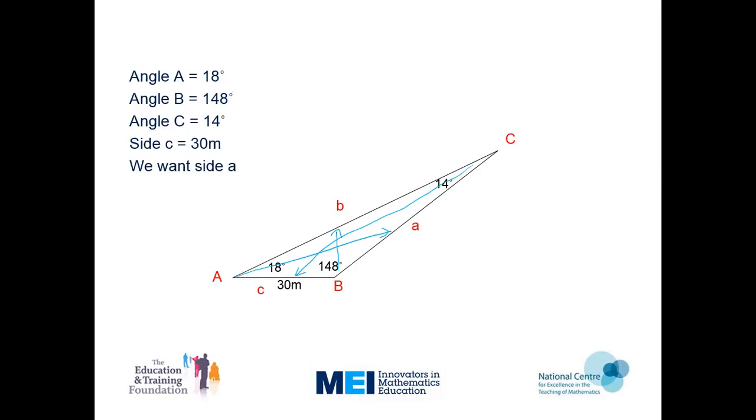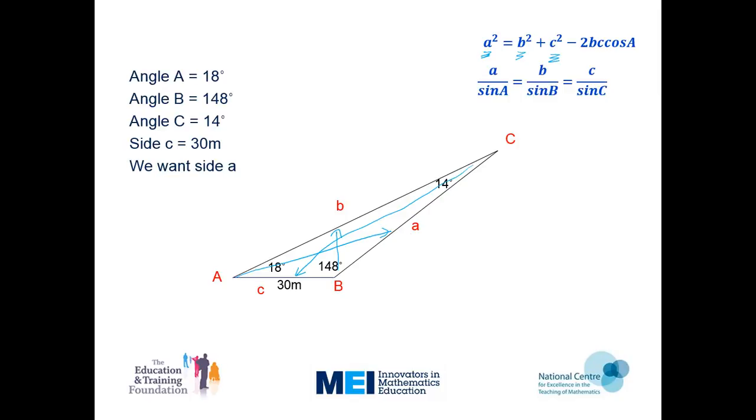Now it's not a right angle triangle, so we will either be using the cosine rule or the sine rule. Let's first of all consider the cosine rule. Cosine rule, A squared equals B squared plus C squared minus 2BC cos A. Well, we want to find A, but it appears we need B and C for that, and we don't have B. So the cosine rule is no good.